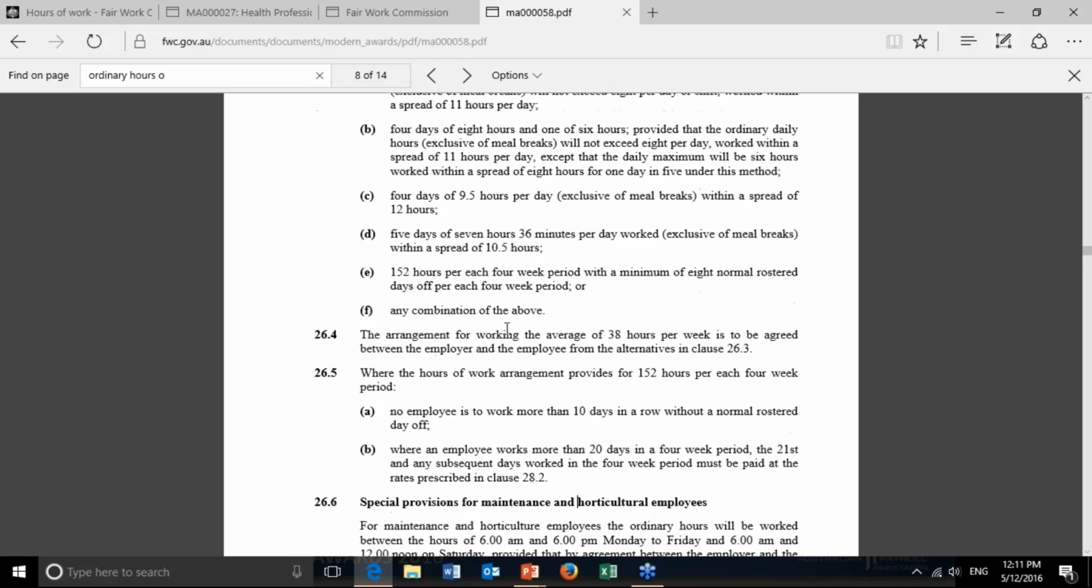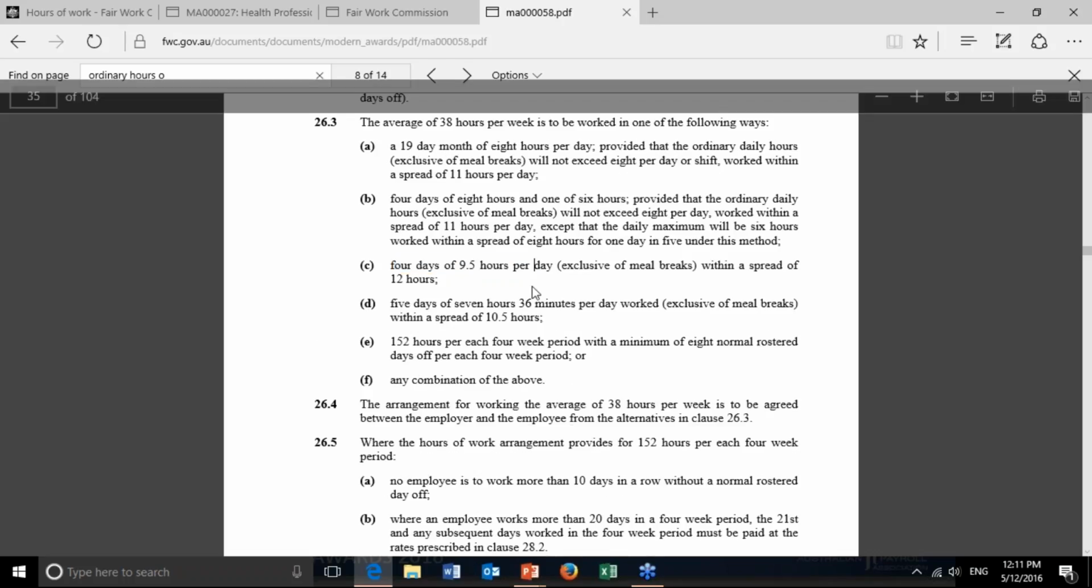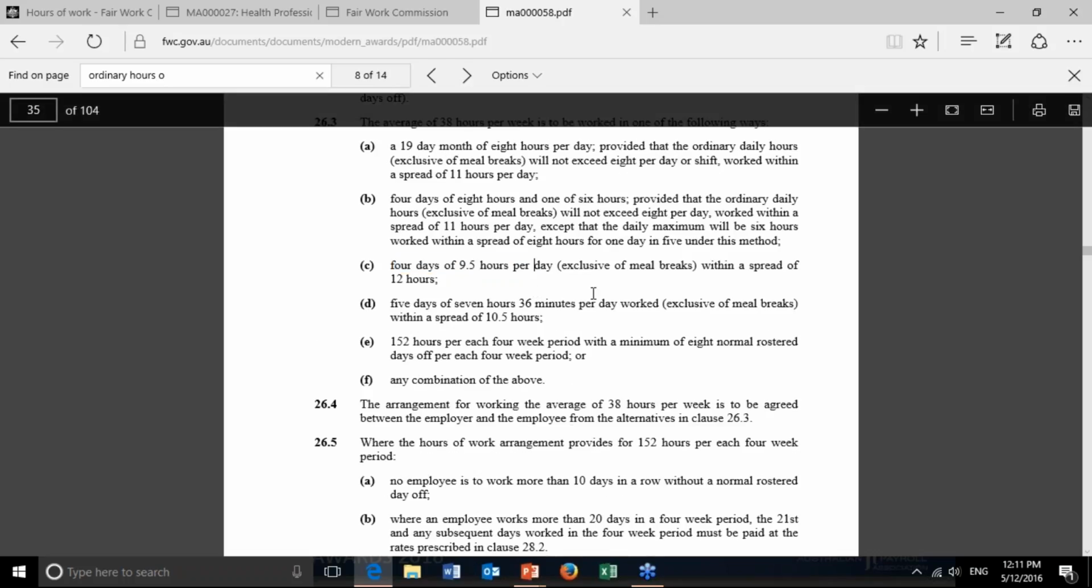So whilst we say 38 hours a week, this award does allow you to do 4 days at 9.5 hours per day. They allow you to do rostering over a 4-week period, 152 hours. So 1 week you might work 30, the next week you might work 46. So this particular award has a great flexibility when it comes to the spread of hours and any overtime entitlements. So really any overtime would be in excess of the 38 hours a week.